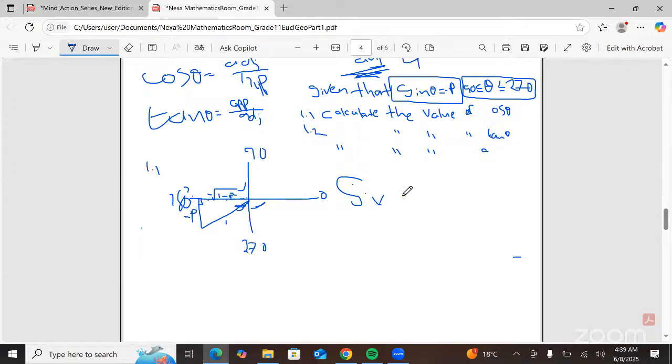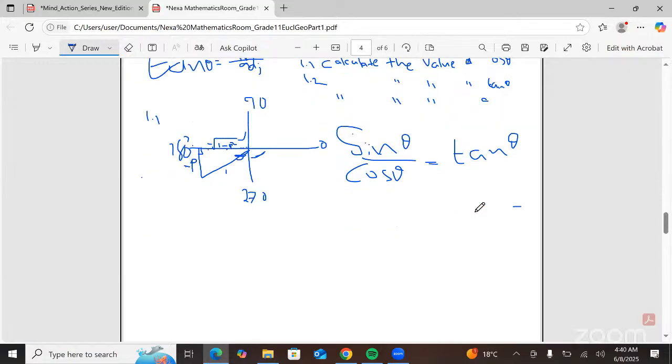Sine theta over cos theta is equal to tan theta. You need to know this information, for things like proofs, because somehow you will need to change that tan into sine over cos.